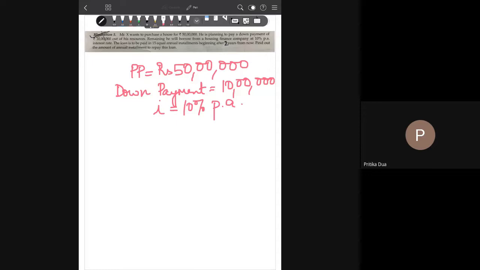Now this loan is to be paid in 15 equal installments. So this means that there is an annuity in the question and the time period of the annuity is 15. And this annuity or this installment begins after 2 years from now. You need to calculate what is the amount of annual installment that needs to be paid for this loan.